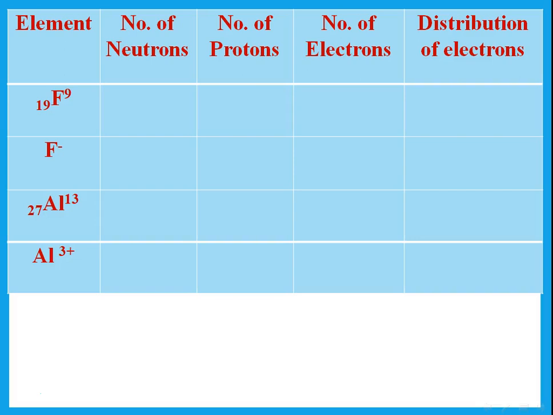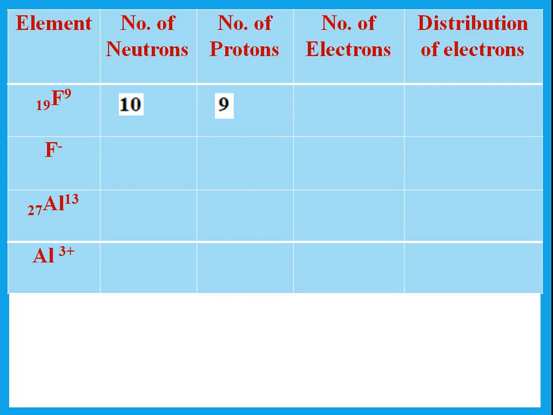Now, if I want to determine the number of neutrons, we said, how do we get number of neutrons? Number of neutrons is the big one minus the small one. So in this case, 19 minus 9, so I have 10 neutrons. How do I get number of protons? We said the number of protons is what? It's the small number, the atomic number. So the atomic number is the number of protons, so we have 9.